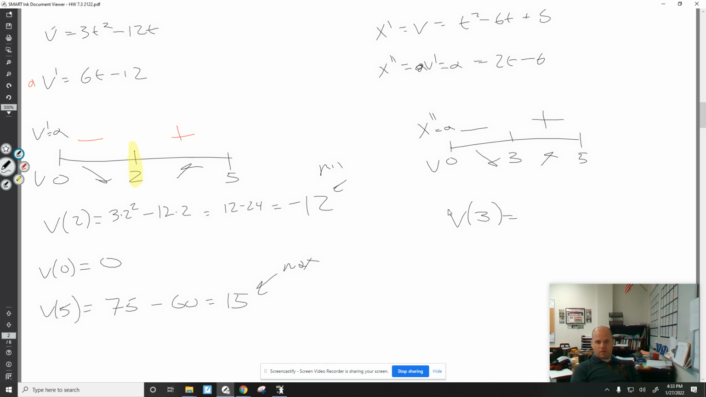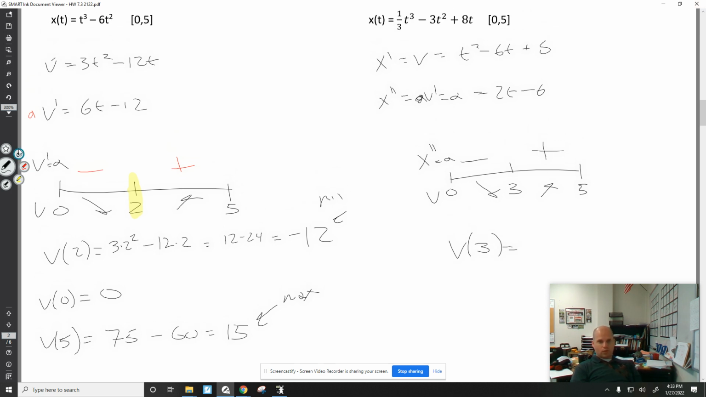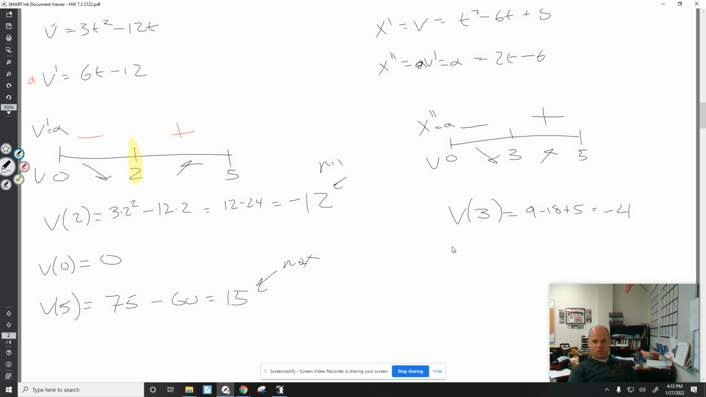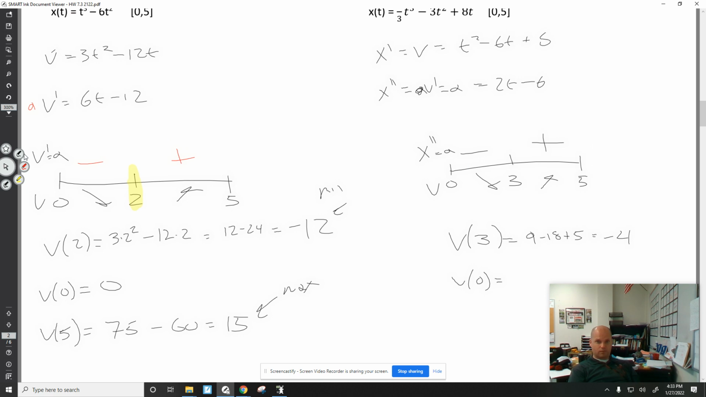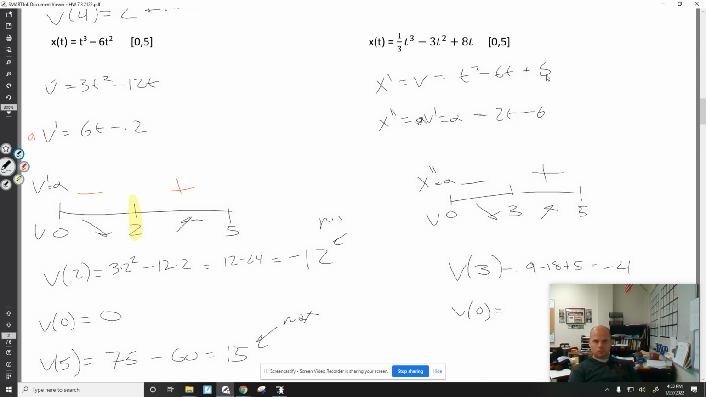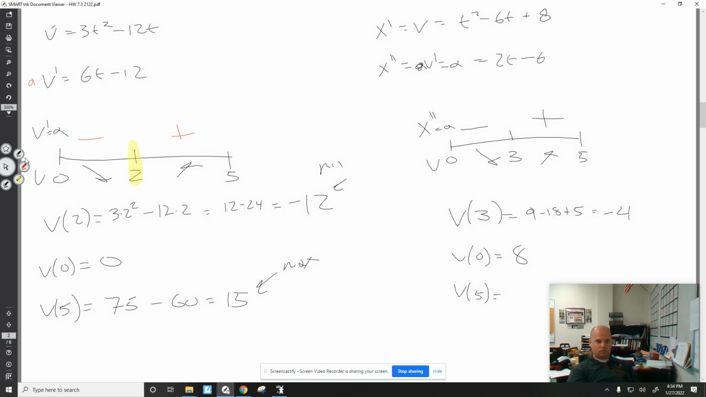V of 3 is going to be the min. V of 3, here's V. What's V of 3? 9 minus 18 plus 5. 9 minus 18 is negative 9. Plus 5 is negative 4. Excuse me. And then, again, I'm finding V's. V of 0 is 5. If I plug in 0, I get 5. Or that's an 8. Excuse me. V of 0 is 8. V of 5 is 25 minus 30 plus 8.